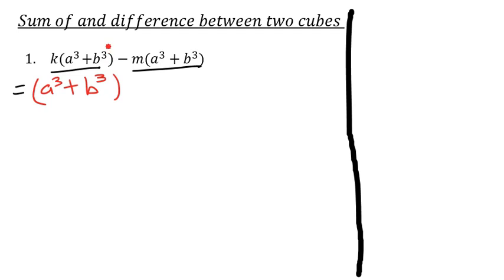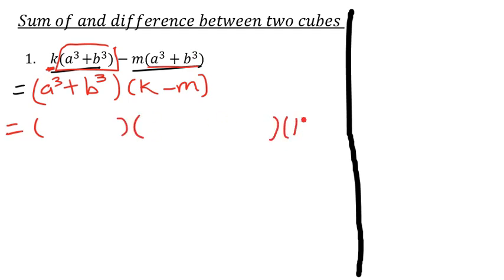If we take it this side, we are left with what? So that means we are left with k there. And then this side we take a cubed plus b cubed, we are left with minus m. Now, the next step that we need to have is a binomial and a trinomial. So this side we already have k minus m.